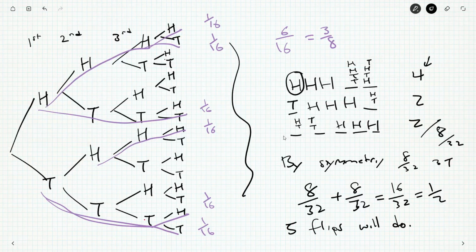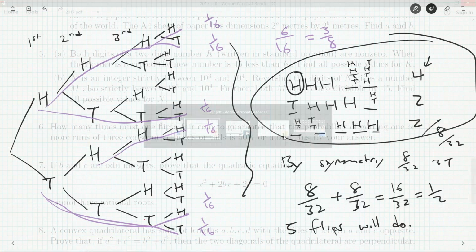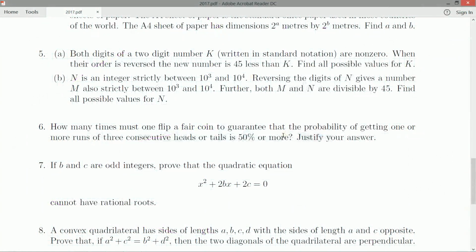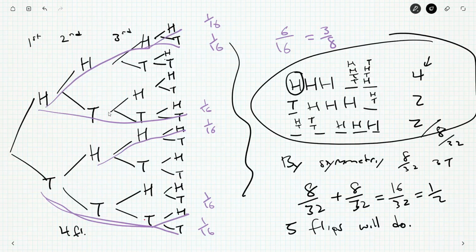Okay, not a whole lot of writing there, but explaining this part I think is key. And they wanted the minimum number, right? How many times must one flip? I would say part of the marks should also go to showing that 4 flips isn't enough. So I think that would count as well. So having this tree out there as well would give some marks, I would think. Okay. Not much to it.